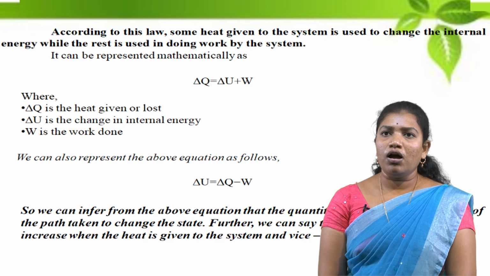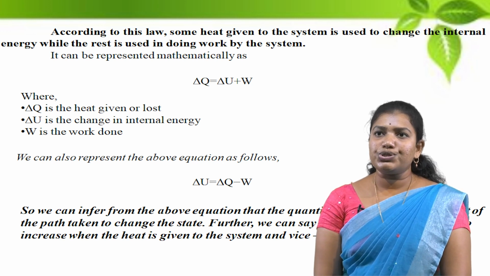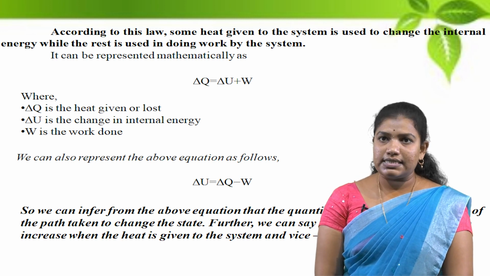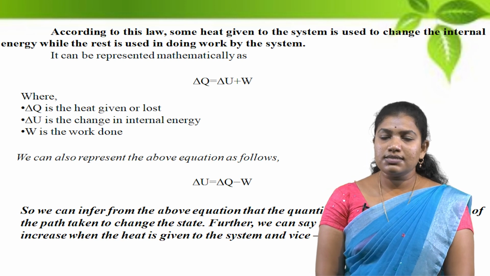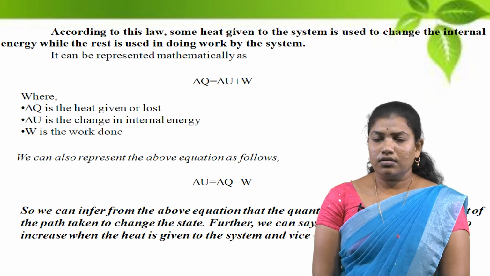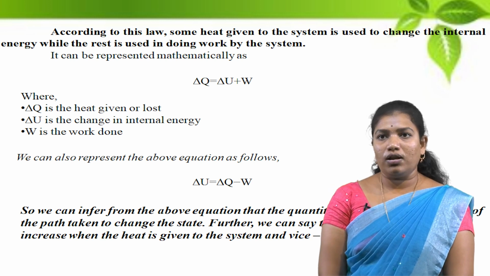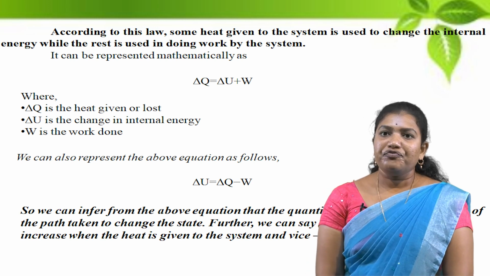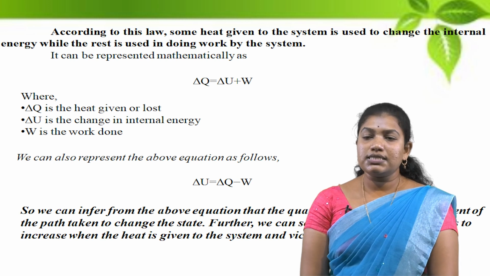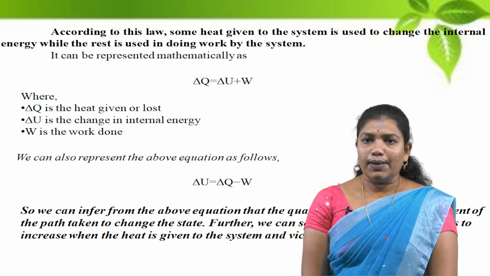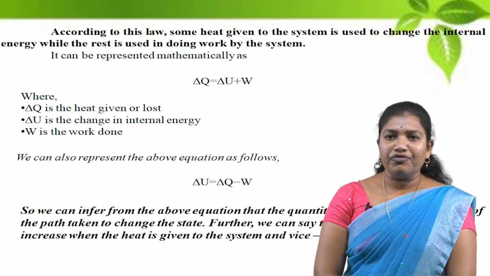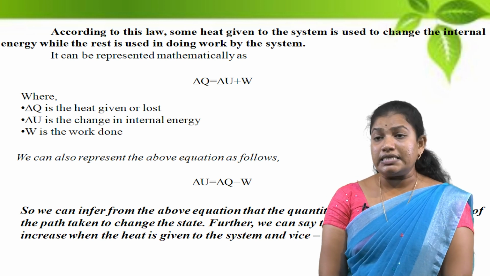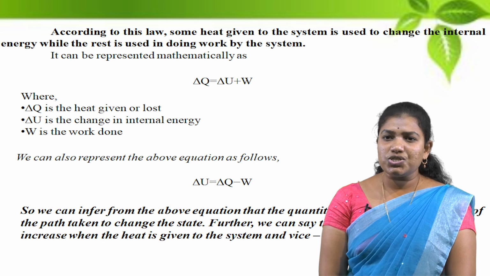Next, according to this law, some heat given to the system is used to change the internal energy, while the rest of the heat is used in doing work by the system. It can be represented mathematically as del Q equals del U plus W, where del Q is the heat given or lost, del U is the change in the internal energy, and W is the work done. We can also represent the above equation as del U equals del Q minus W. So we can infer from the above equations that the quantity del Q minus W is independent of the path taken to change the state.